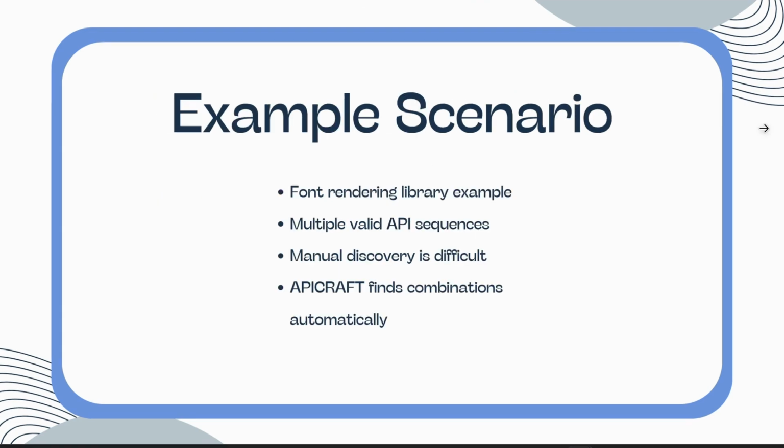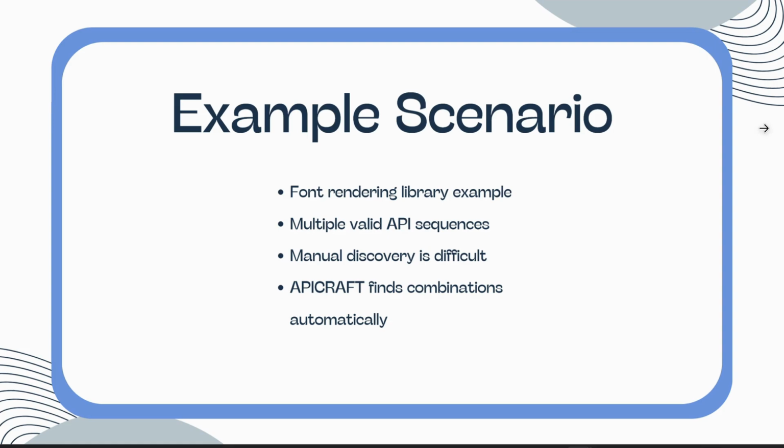To illustrate how APICraft works, the paper provides an example involving a font rendering library. In this scenario, several different API functions interact with each other to process fonts. For example, one function might create a font descriptor, another might extract a font object from that descriptor, and another function might perform operations like calculating spacing or rendering characters.